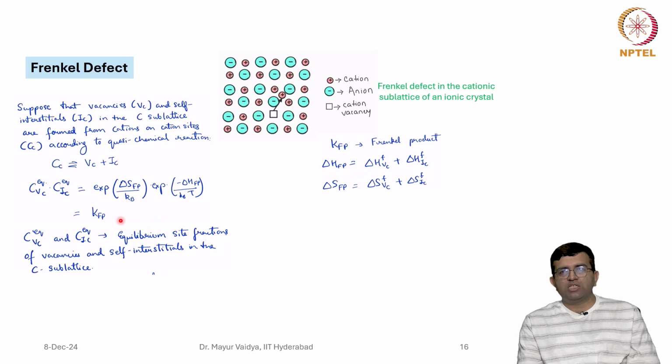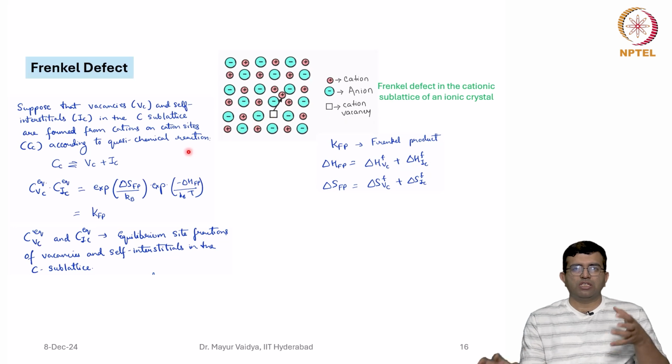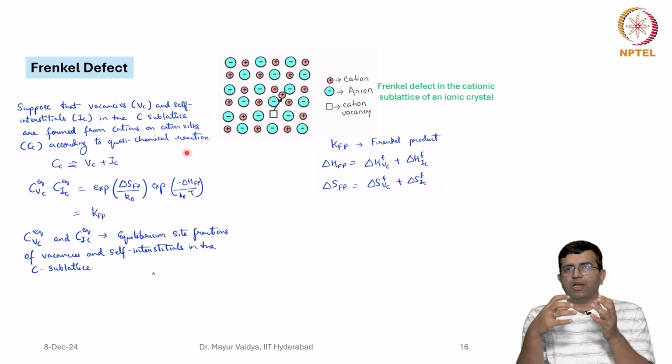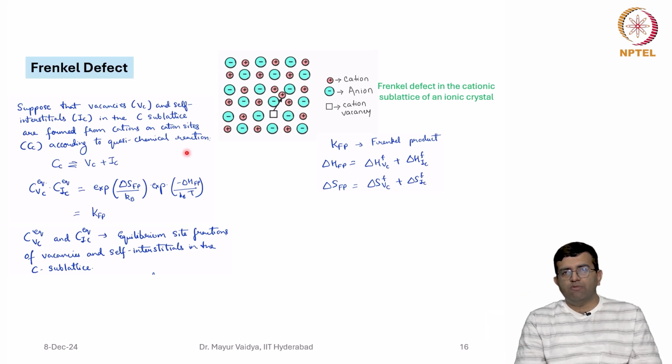And KFP is known as the Frenkel product. Here F and P refer to Frenkel pair or Frenkel product, and this ΔHFP is nothing but a combination of ΔH of vacancy formation plus ΔH of self-interstitial formation. You can imagine that first a cation has to be removed, so a vacancy has to be created, and then it has to be put into a self-interstitial position. There also energy is required. So this ΔH and ΔS can be written as the summation of those for Vc plus Ic.